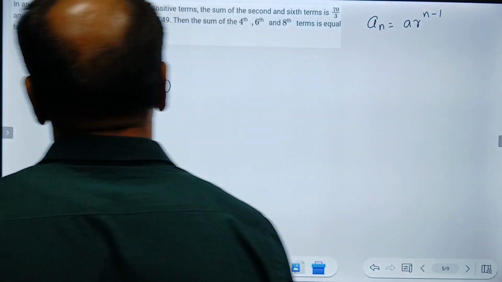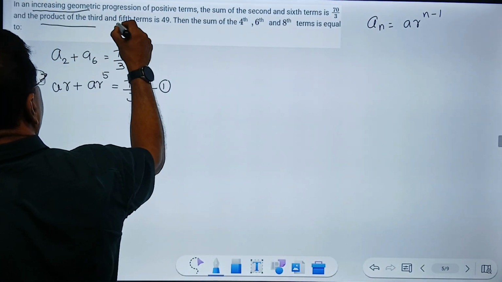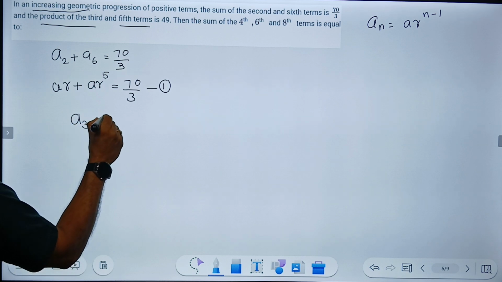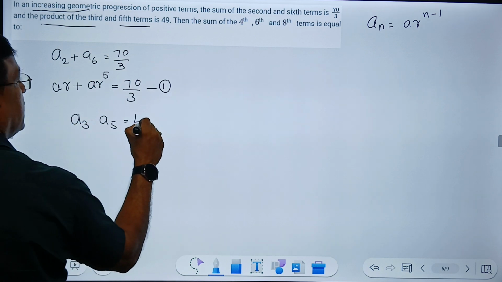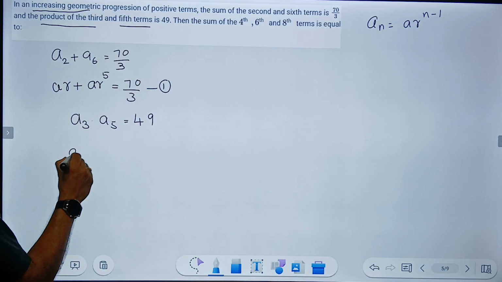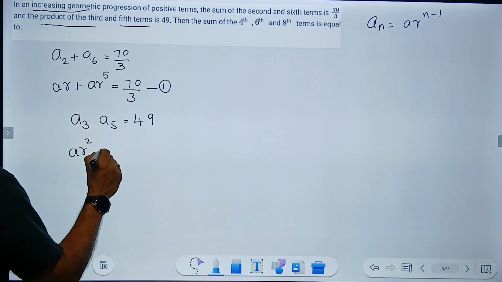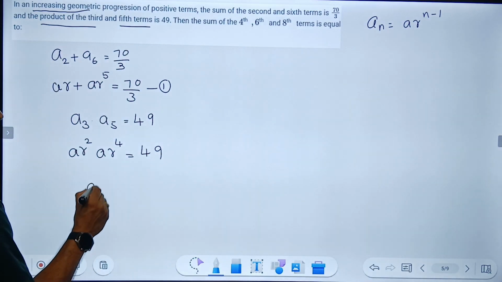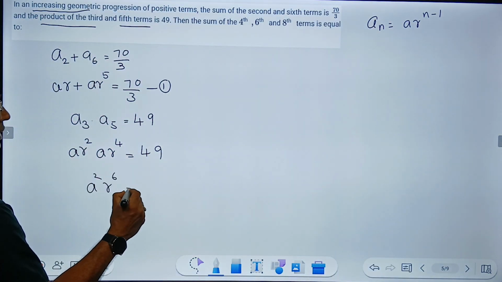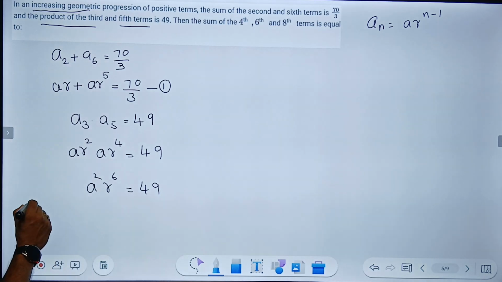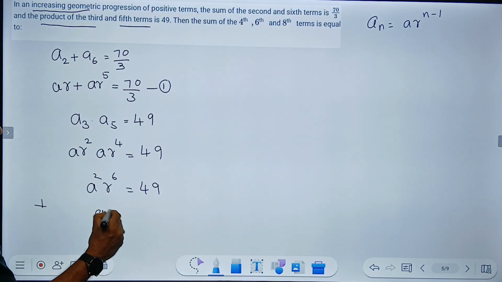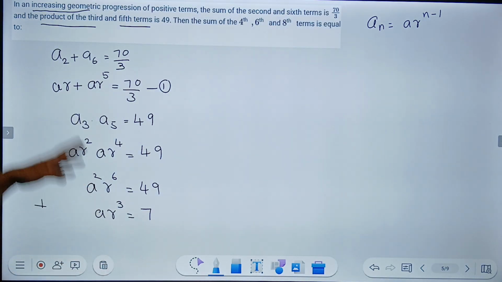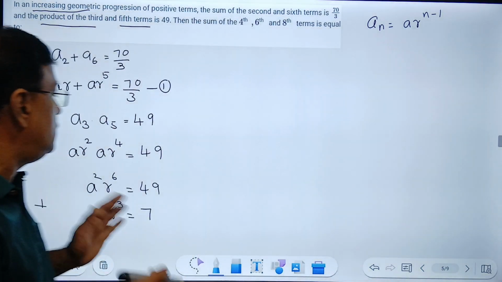What else is given in the question? The product of the third and fifth term is 49. So what is the third term? AR square. What is the fifth term? AR power 4, and the product equals 49. So this is A square R power 6 equal to 49. So taking positive square root, what do you get? AR cube equal to 7. I am not taking plus or minus 7 because it is an increasing GP, so it will be positive.